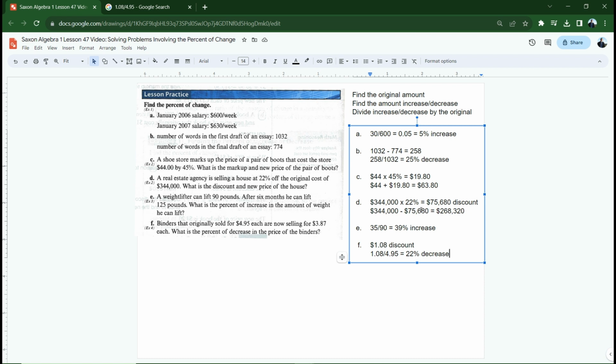This problem's not that difficult. The only thing that's hard about this is keeping straight the original amount and the change. And once you can keep those straight, that's what you should really practice. What is the original? What's the change? Do the division. You should be able to do problems 1 through 30 for next time.